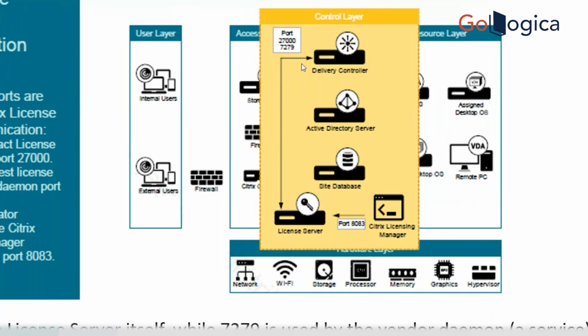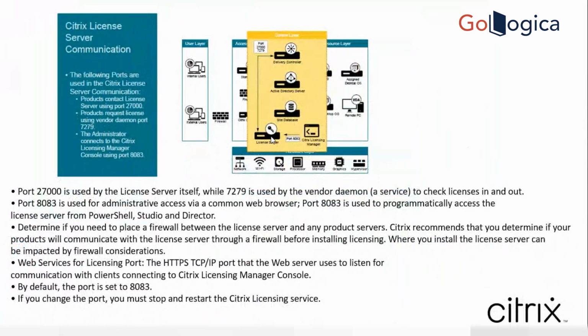For communication between the delivery controller and license server, which port is used? 27000, and the second port is 7279. And for internal communication between license server and Citrix license manager, port 8083 is used. The license server will communicate with the Citrix license manager on port 8083.